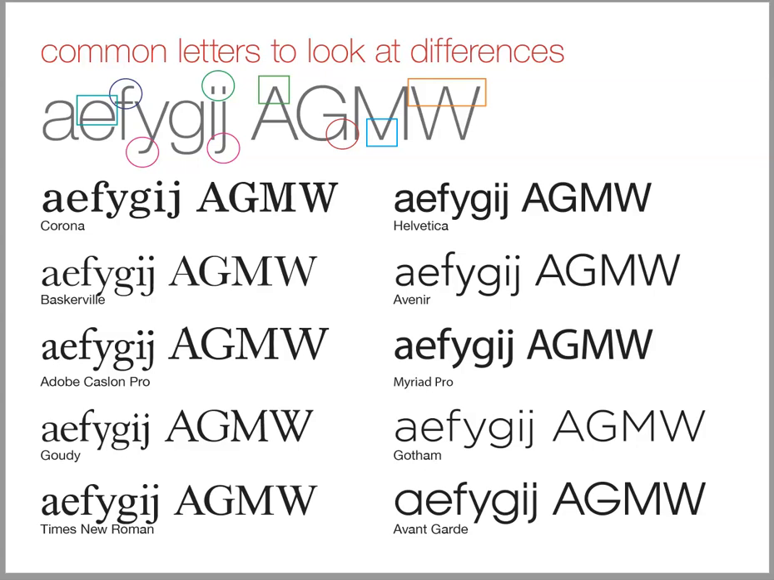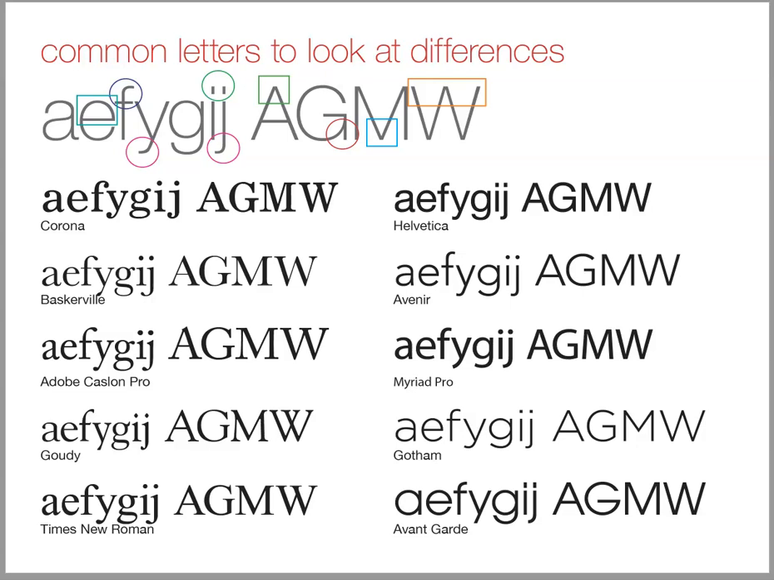On the F, you've got not only the crossbar, but you've also got the terminal and the way that it ends. The Y, you look at the tail of the Y that comes down, and you can see that some of them have terminals, some of them just end, but they're very unique differences.